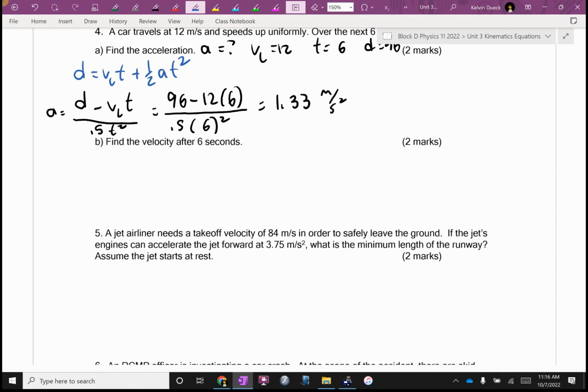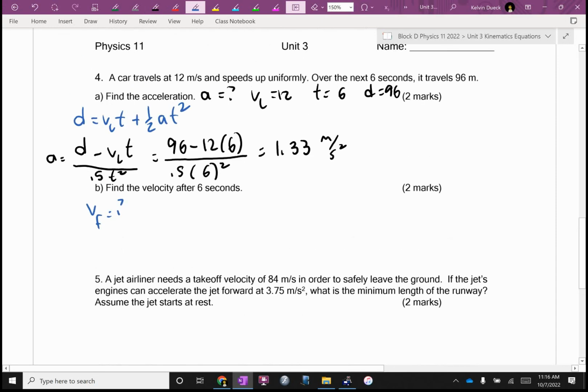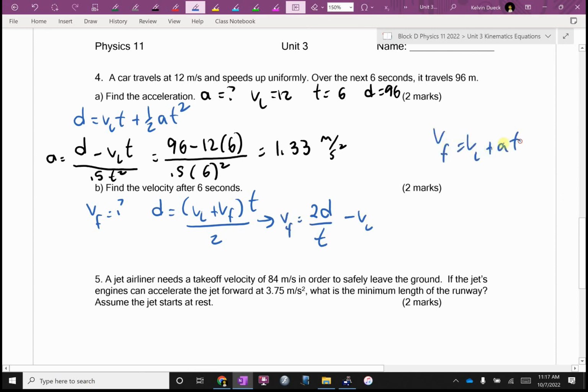Find the velocity. VF equals question mark. This is the same as question 1 part B in that I can use the same equation, VI plus VF close bracket times T over 2. And again, I can get the VF by itself, but this time VI isn't 0. So again, the D drops down like a domino. We would times by 2, we would divide by T, then we would minus the VI. That equals VF. Or you could use VF equals VI plus AT.